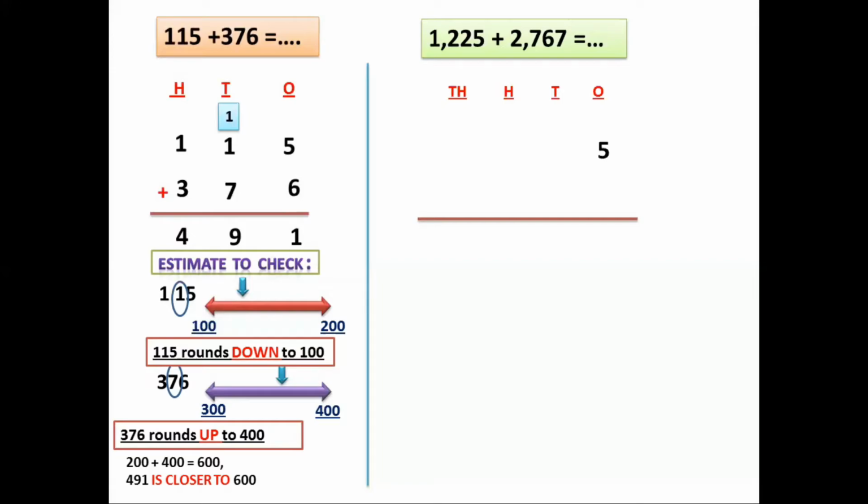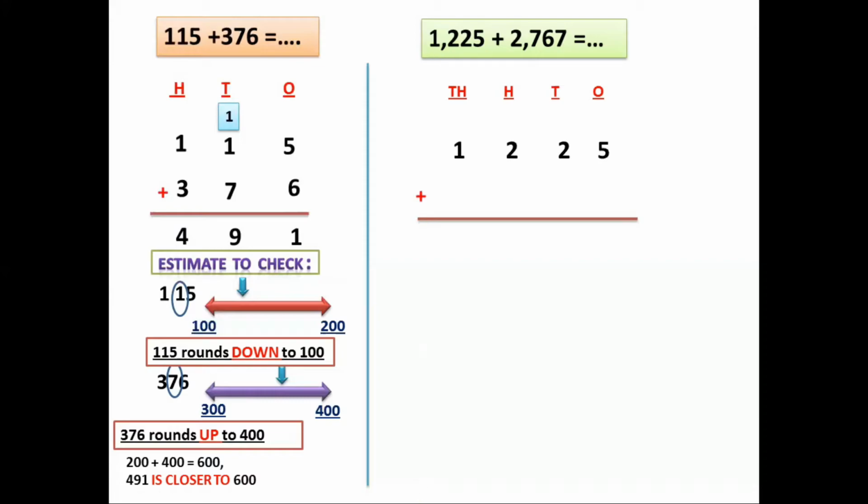So we will write number 5 in ones. And we find that digit 2 is in tens place. So we will write number 2 in tens place. And we can find that digit 2 is in hundreds place. So we will write 2 in hundreds. And the last digit, which is 1, is in thousands place. So we will write number 1 in thousands.